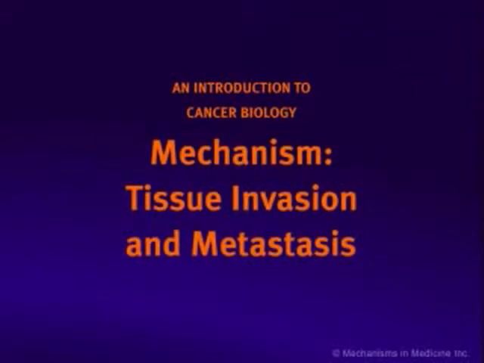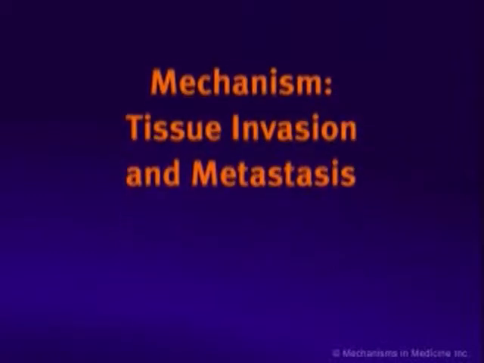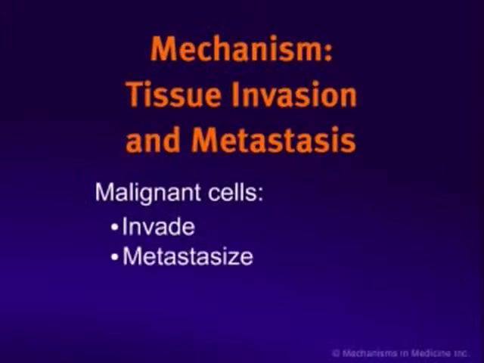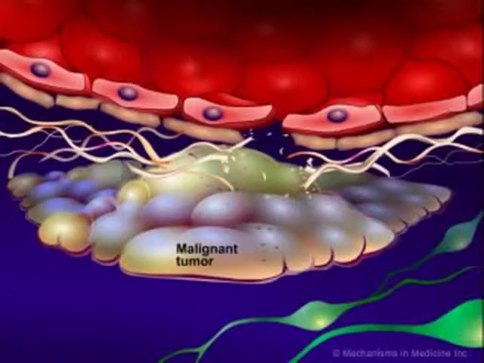Normal cells grow in a controlled manner to form tissues that form organs with specific functions. Malignant cells are defined by their ability to invade adjacent normal structures and be disseminated, or metastasize. Malignant tumors can metastasize at any point.